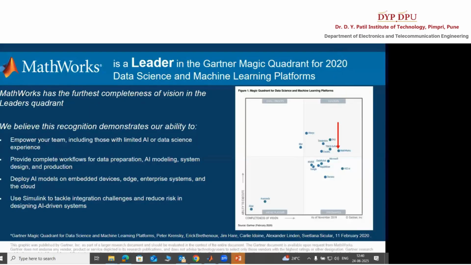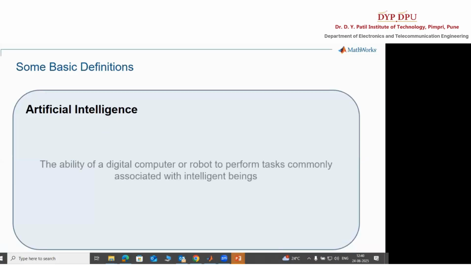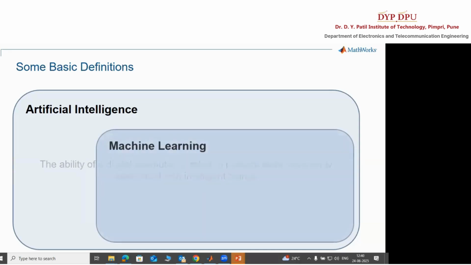So, artificial intelligence, some basic definitions we will start with. Artificial intelligence is a very big field, where the ability of a digital computer or robot performs tasks commonly associated with intelligent beings. That's simple. Any system which mimics an intelligent human is called artificial intelligence.